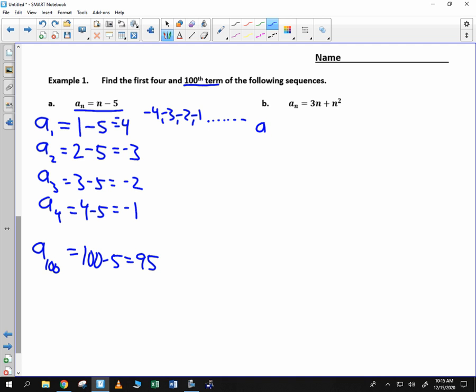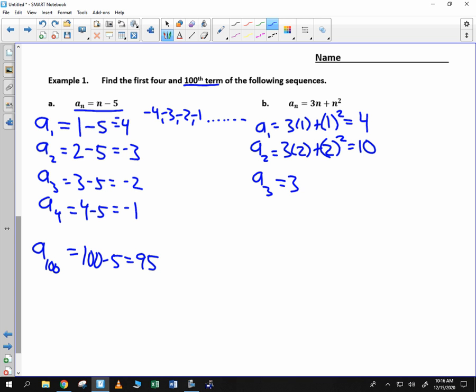If we find a sub 1, it's equal to 3 times 1 plus 1 squared. And 3 times 1 is 3 plus 1 squared. That'll give me a total of 4. A sub 2, I have 3 times 2 plus 2 squared, or 6 plus 4 is 10. A sub 3, right now maybe try to predict the next term. What's it going to be? Since you went up by 6, maybe you think the next one's going to be 16. So we try 3 times 3 plus 3 squared, and I get 9 plus 9 is 18. So it's not 16, it's 18.